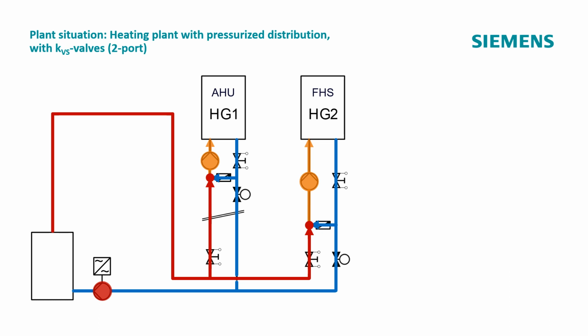Heating group 1 supplies an air handling unit which is located about 30 meters away from the heating plant room, respectively the main distributor. The injection circuit is set up at the air handling unit itself. Heating group 2 supplies a floor heating system of the building and the injection circuit is built up directly on the main distributor.